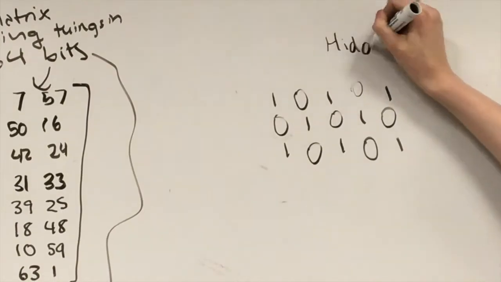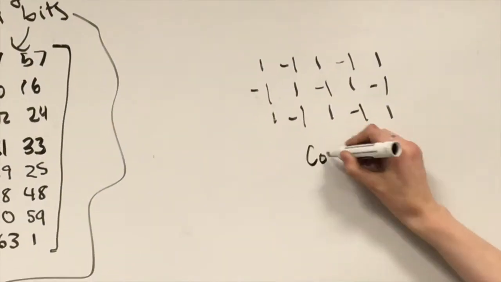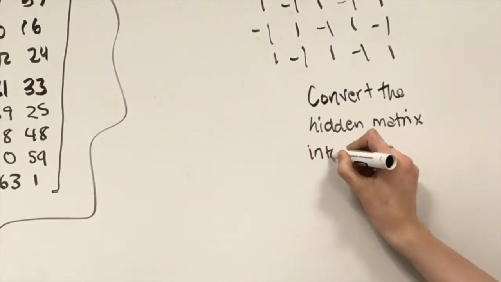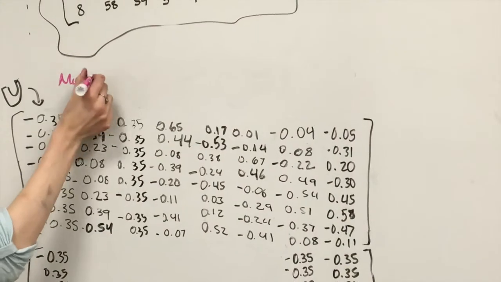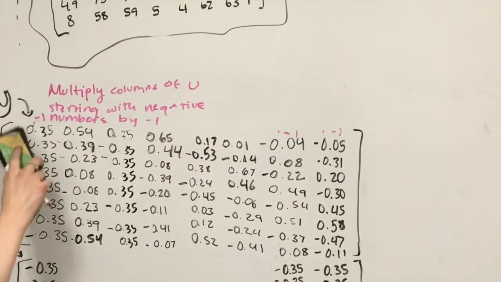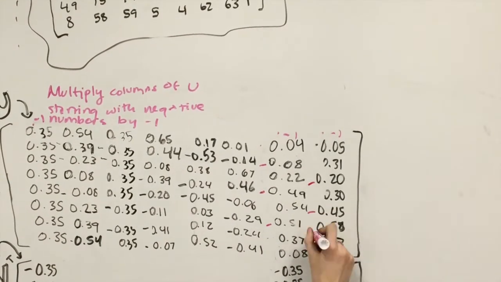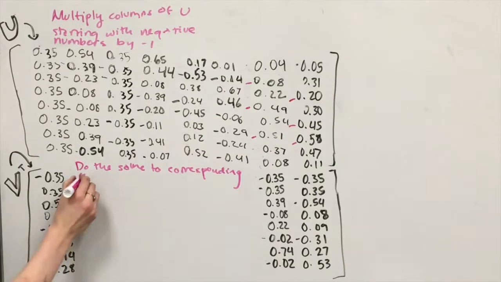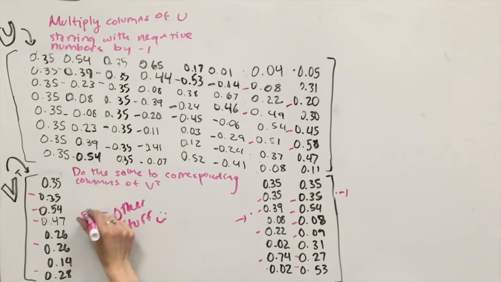The first step is to convert all of your zeros to negative ones. The next step is to convert this matrix to a triangle. This seems super arbitrary, but you're going to use it later. Bergman's method is not error-free. To make errors easier for the decoder to catch, multiply columns starting with negative values by -1. To make sure multiplication stays the same throughout the process, do the same to the V-transpose matrix.